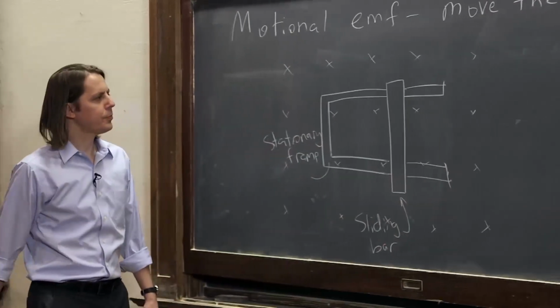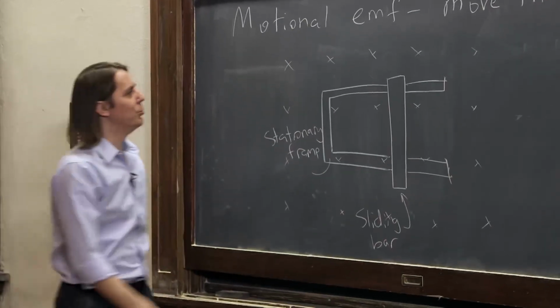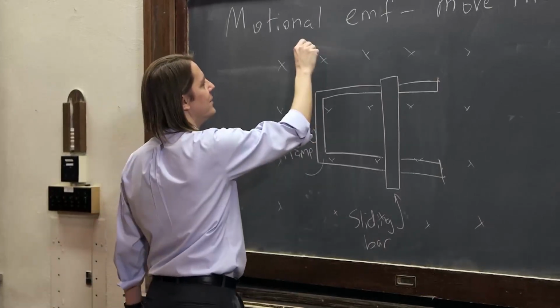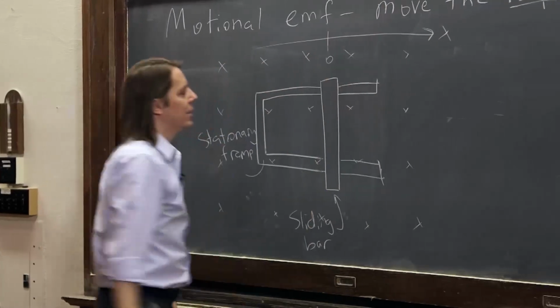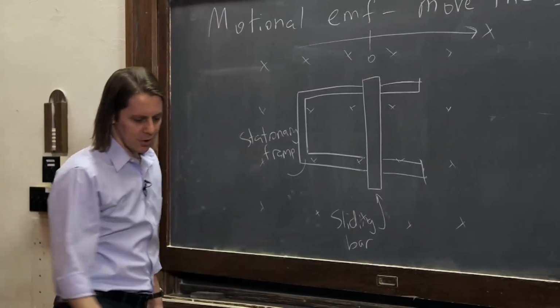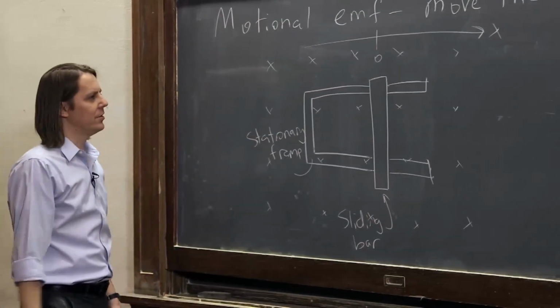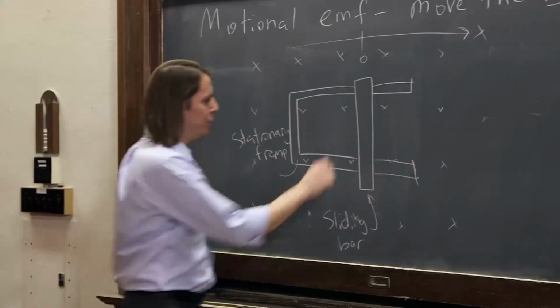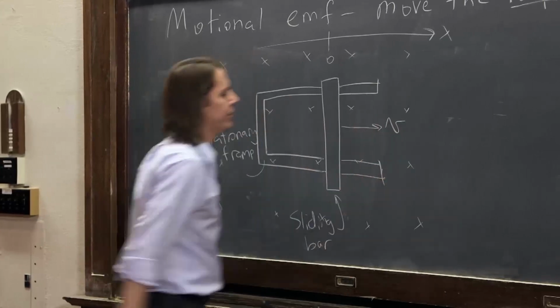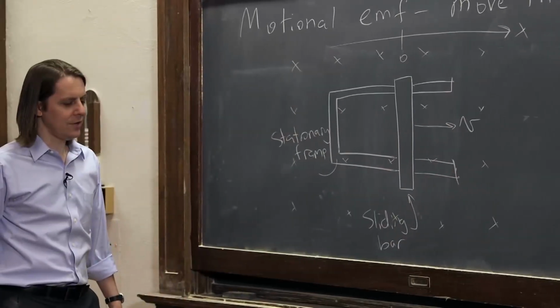Right there. So now only one part of the loop can move. This, we'll say, is the x-axis, like that, and we'll call this the origin when it first starts at 0. Okay? Now, what we're going to do is move just this bar. And let's see what happens.